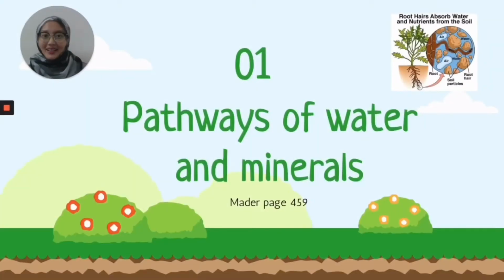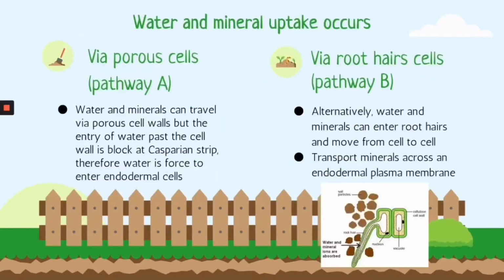Hi, Aqilah here. I will be talking about pathways of water and minerals in plants. Let's go! So, how can water and mineral uptake occur? There are two pathways, pathway A via porous cells and pathway B via root hair cells. We are mainly going to talk about pathway B.